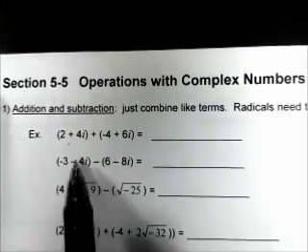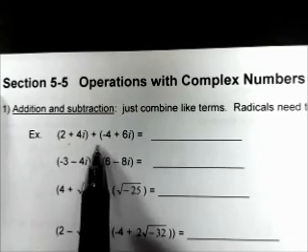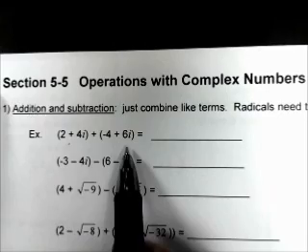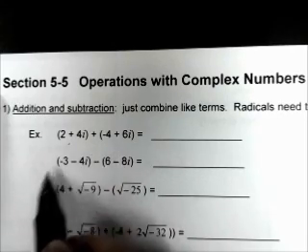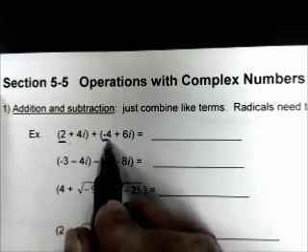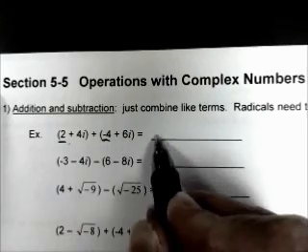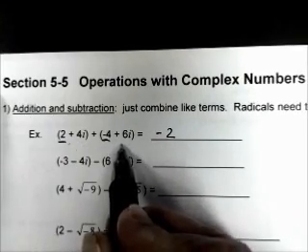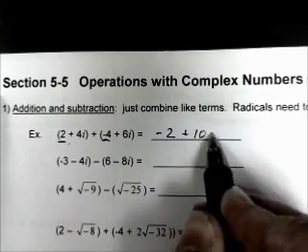So, for example, we have (2 plus 4i) plus (negative 4 plus 6i). We can just drop the parentheses because there's addition between the two parentheses and combine the like terms. Positive 2 and negative 4 is negative 2. Positive 4i and positive 6i is positive 10i.